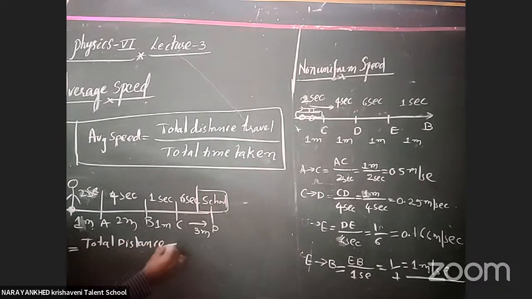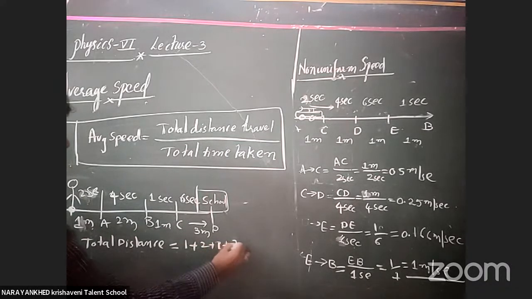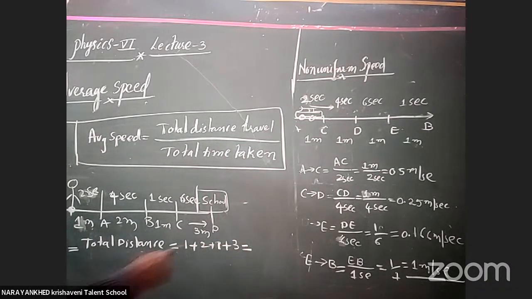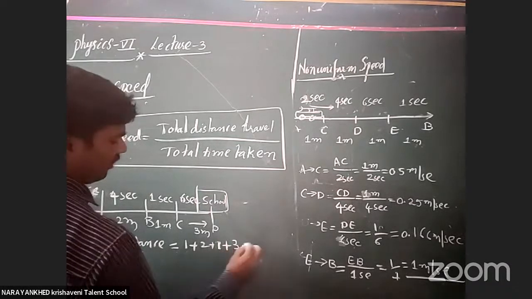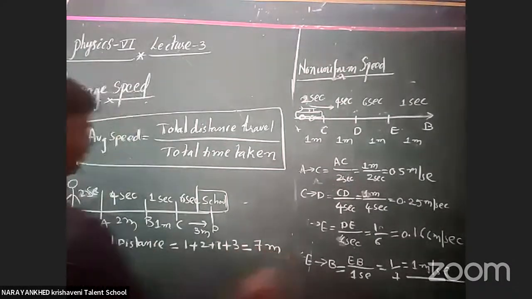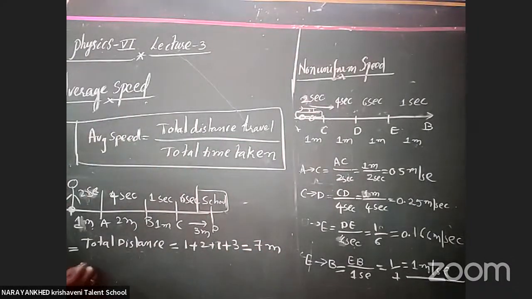The total distance is equal to 1 meter plus 2 meters plus 1 meter plus 3 meters. 1 plus 2 plus 1 plus 3, that becomes 3 plus 4, which is 7 meters. Got it? And the total time, how much is it?